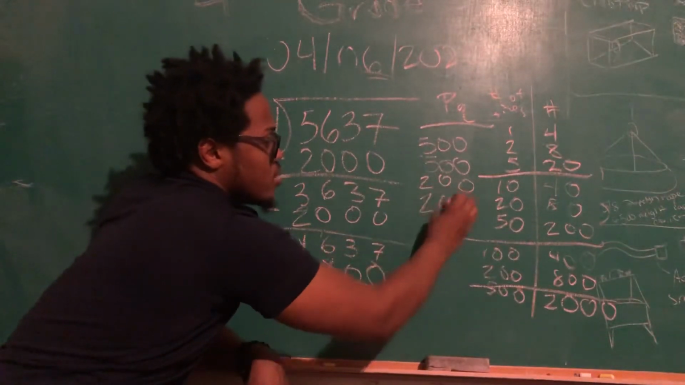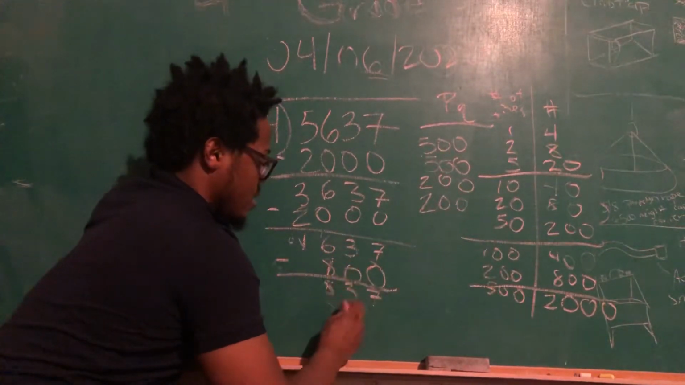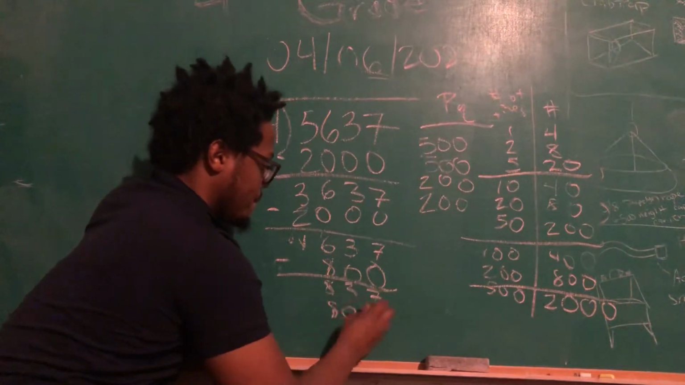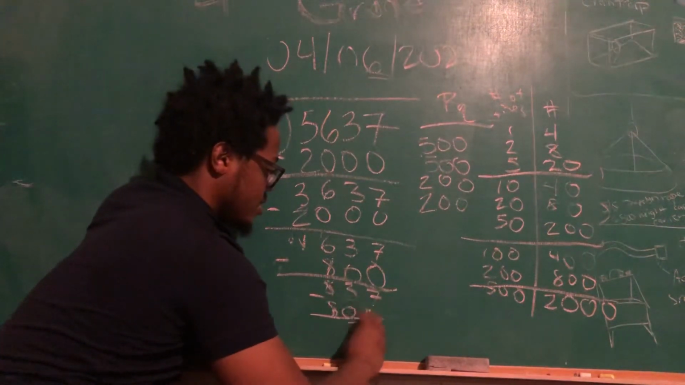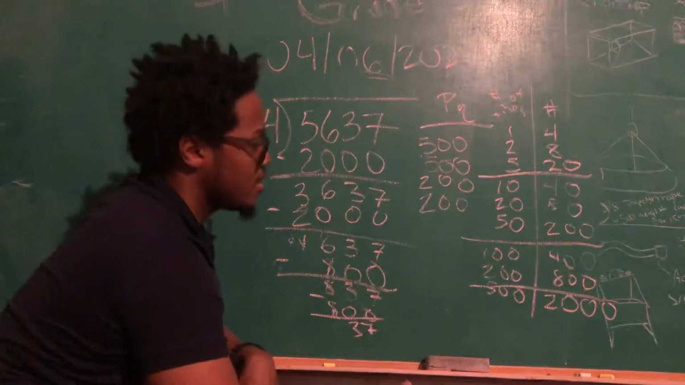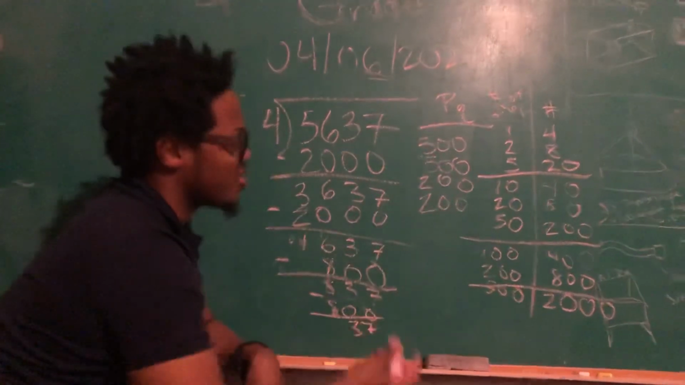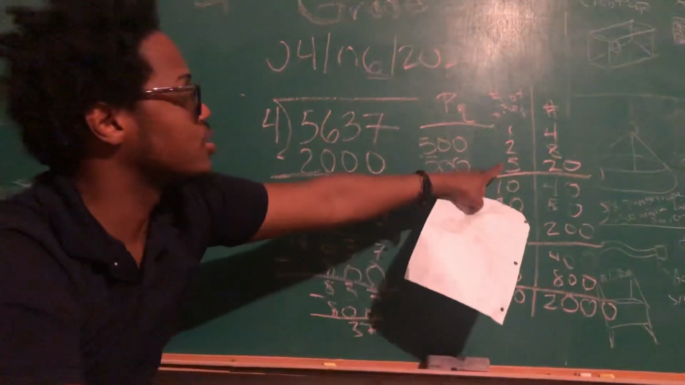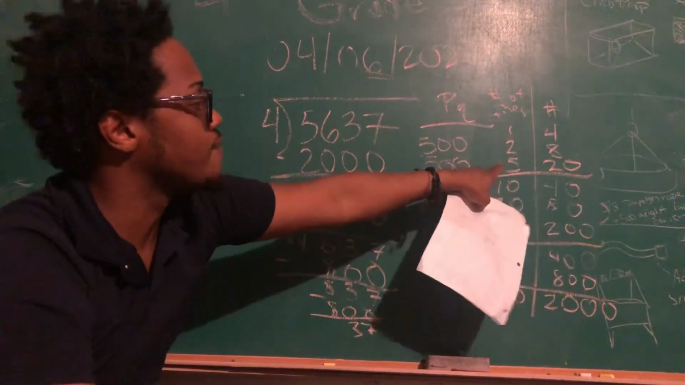So I'm going to do 200 one more time. It'll give me 800. I'll get a 37 left. Okay? So now I've gone through all these. I have a 37 left. What number is close to 37 without going over? Yeah, it's going to be that 5 right there.